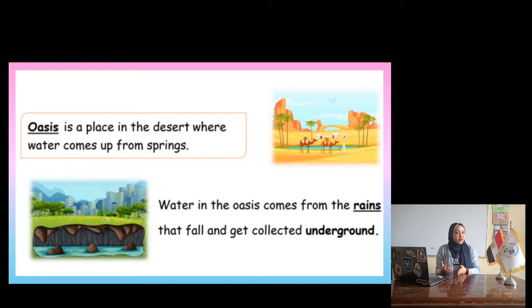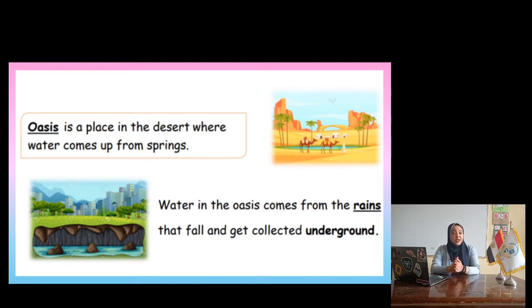But how are the springs formed, okay? It's formed because of the water. When it rains, the water is collected underground, as you can see in the picture, okay? The rains are collected underground, then form a spring. Then the people, animals, and plants use this water to drink and live, okay?